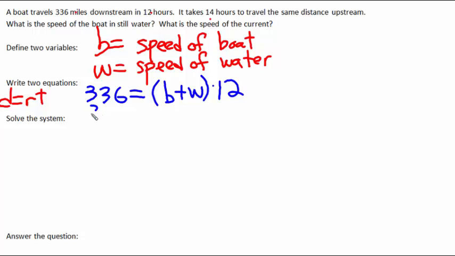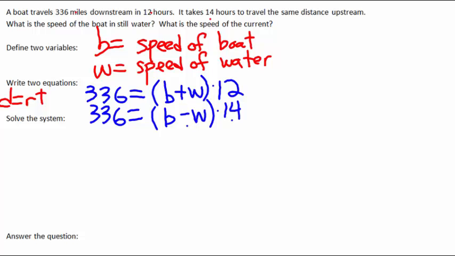And then when you go upstream, you still have to go 336 miles. You still have the boat's speed as a main factor here, but now instead of the W helping the boat's speed, the W is going to be working against the boat's speed, meaning you can take the boat's speed and subtract the water's speed because it is fighting against that speed of the boat. And the time for this would be 14. So we have distance equals rate times time for both of these situations, and that's what forms our system of equations here.